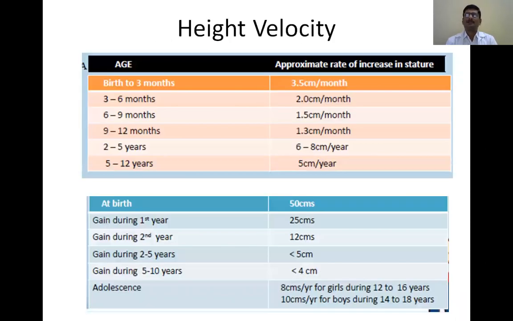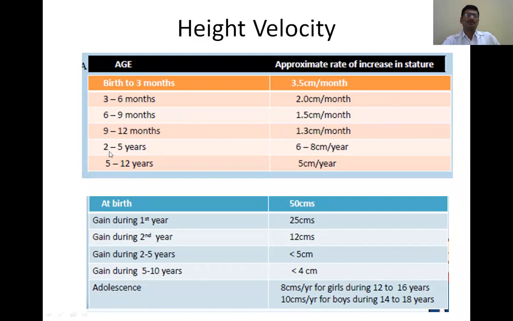Now, height velocity, the rate at which height gain occurs, is this way. Between birth to 3 months, there is an increment of about 3.5 centimeters per month. Later, it slows down a little bit to 2 centimeters per month between 3 to 6 months. Between 6 to 9 months, about 1.5 centimeters per month. That's the rate at which the height or length gain occurs. Between 9 and 12 months, it is about 1.3 centimeters per month.